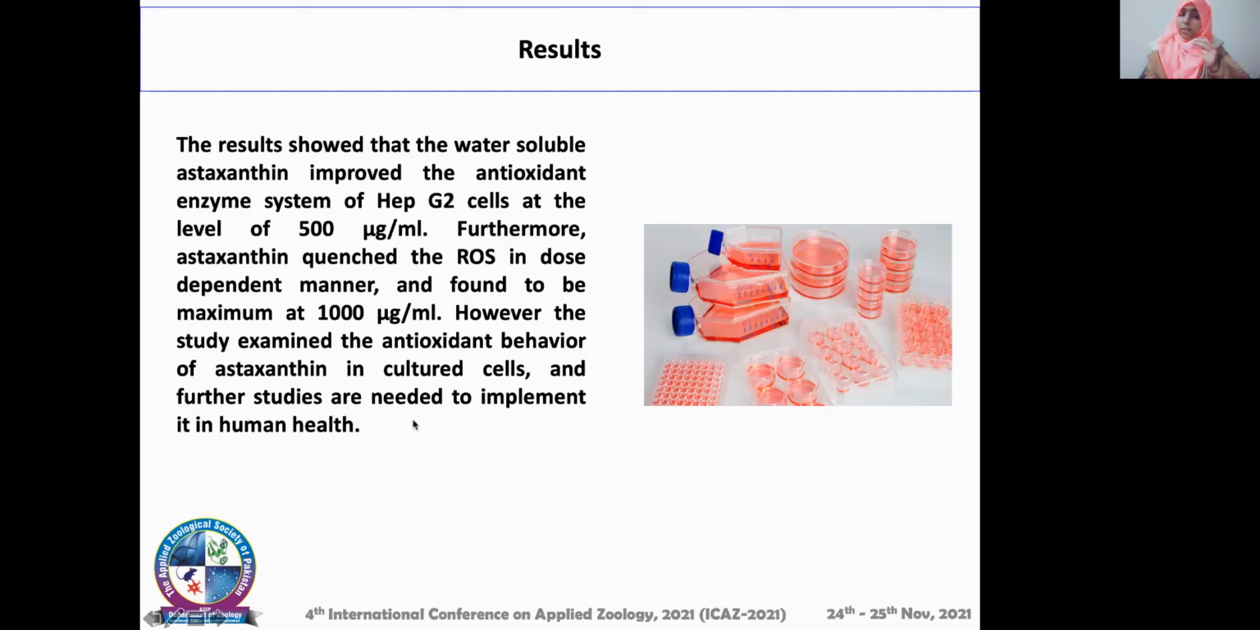However, the study examined the antioxidant behavior of astaxanthin in only cultured cells. So, to implement this study for human health, we need further studies.